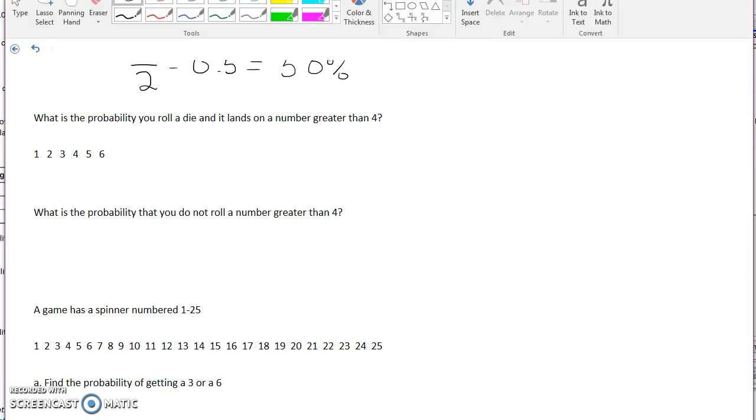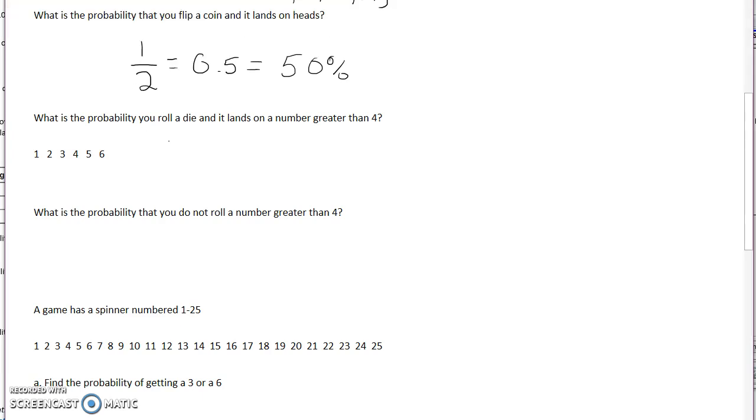All right, so now we're going to take a look at the probability of rolling a die. I've got the sample space written out here. This is a simple event because you can see I can either get a 1, 2, 3, 4, 5, or 6. This says, what is the probability that you roll a die and it lands on a number greater than 4?